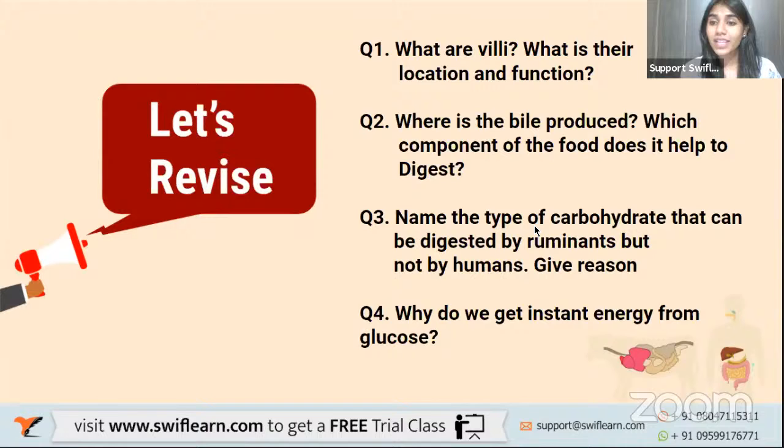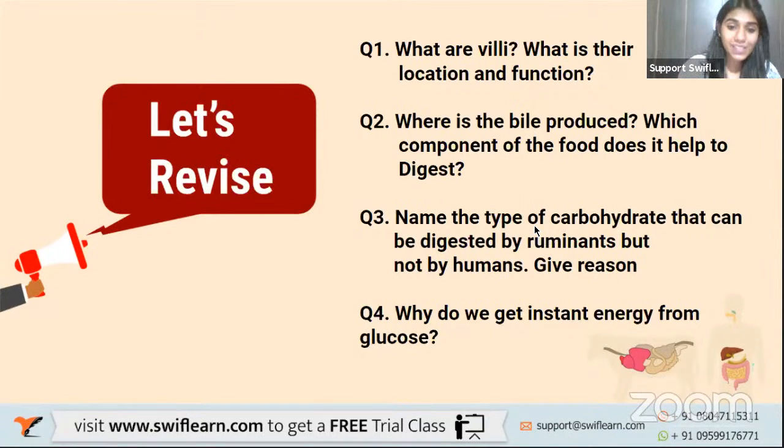Now moving on to the next question: name the type of carbohydrate that can be digested by ruminants but not by humans. Anyone? The answer is cellulose. Cellulose cannot be digested by humans, but ruminants, that is your grass eating animals, can digest it. Why? Because we don't have the enzyme, neither do we have the bacteria that helps in digesting cellulose.